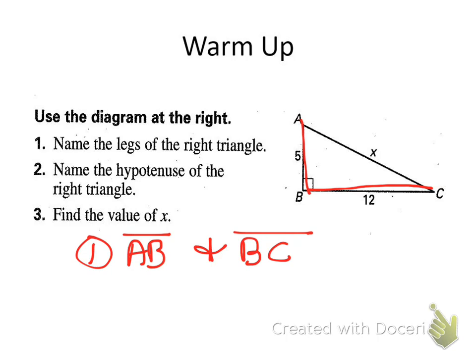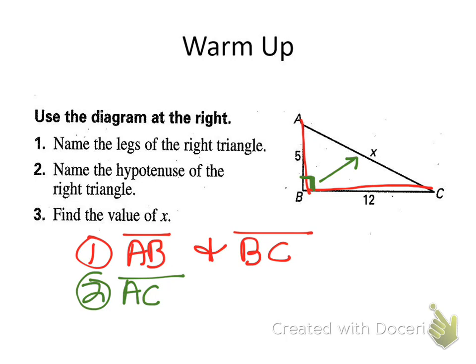Number 2, name the hypotenuse. The hypotenuse is across from the what? The right angle. So what would we call the hypotenuse? AC.